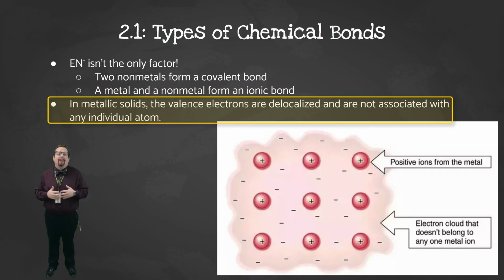Our last type of bond is metallic bonding. When atoms of a single metal or multiple metals bond together, they don't generally form distinct bonds like you'd imagine with a covalent bond.